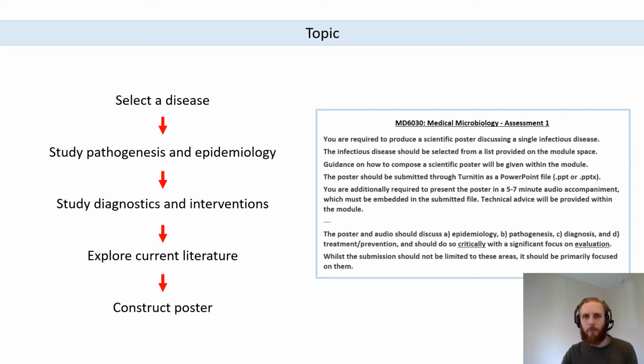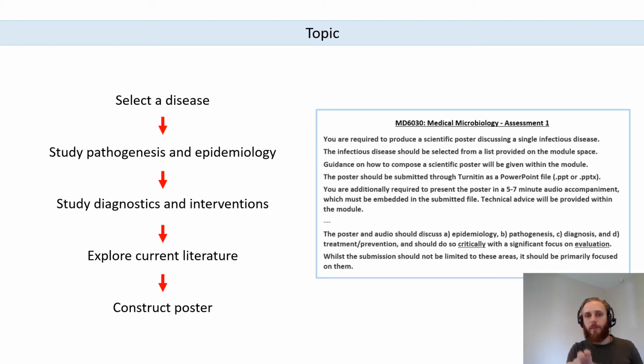Then you want to go into the primary literature. So then you want to be going on PubMed, reading not just reviews, because I imagine you would have been reading reviews when looking at pathogenesis and epidemiology, and also diagnostics and interventions. What you want to be doing now is looking at primary literature. So looking at the literature that have actually done the experiments, that have produced the data, and they're reporting this data. If you understand this literature, and again, you feel you're comfortable and you don't have any huge regrets about the infectious disease you've picked, then you can start putting the posters together.